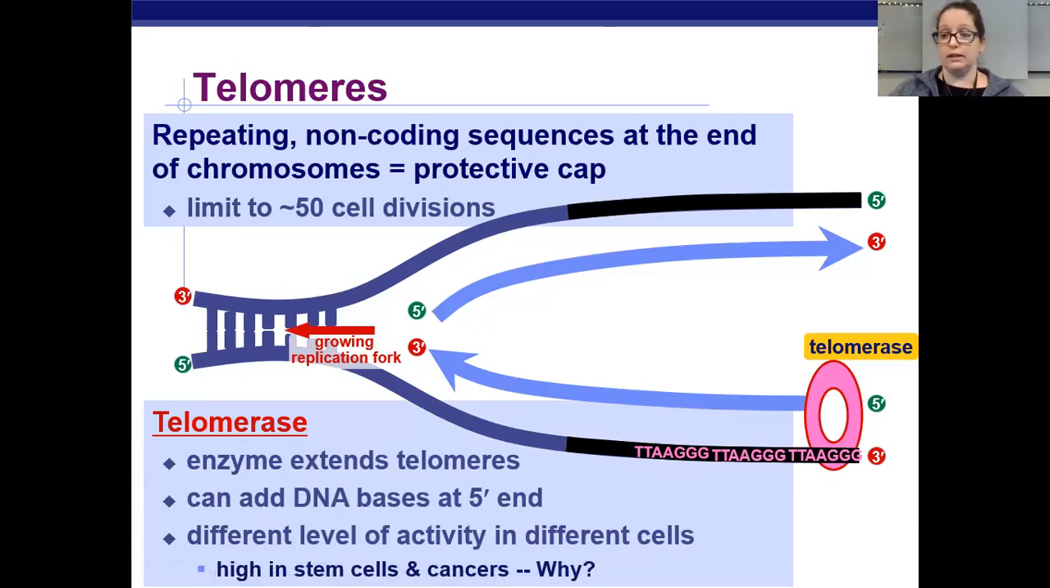And so in terms of activity level, you will find that telomerase is high in stem cells. Now remember, stem cells are cells that haven't decided quite what cell they want to be yet, and so they can go in many different directions. And cancers. And the reason for that is very different. Cancers, they're mutated.